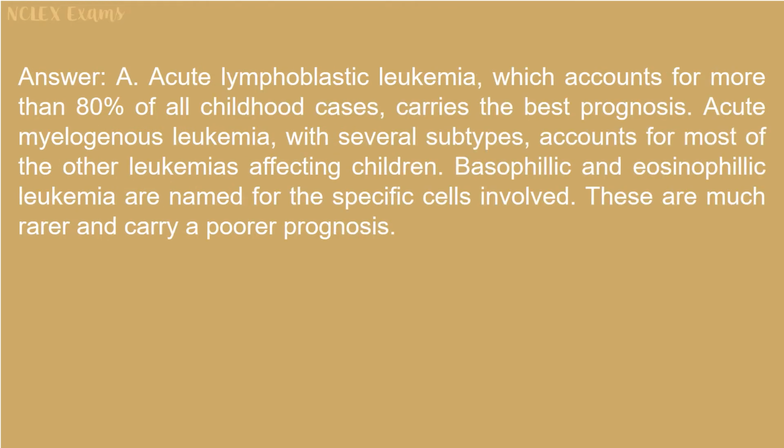Answer A. Acute lymphoblastic leukemia, which accounts for more than 80% of all childhood cases, carries the best prognosis. Acute myelogenous leukemia, with several subtypes, accounts for most of the other leukemias affecting children. Basophilic and eosinophilic leukemia are named for the specific cells involved. These are much rarer and carry a poorer prognosis.